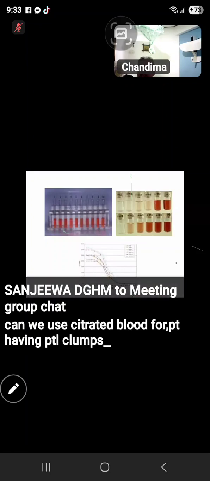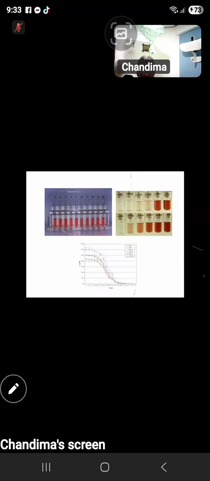Can we use citrated blood for a patient having platelet clumps? Yes, we can use it, but within half an hour you have to aspirate it into the machine and complete the estimation. Maximum half an hour; as soon as possible, do the test. It can correct the platelet clumps when using citrated blood.